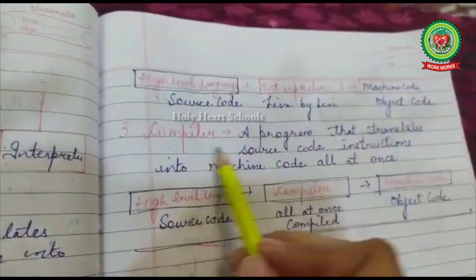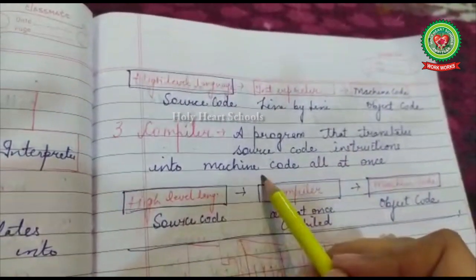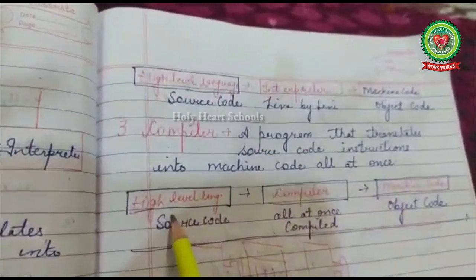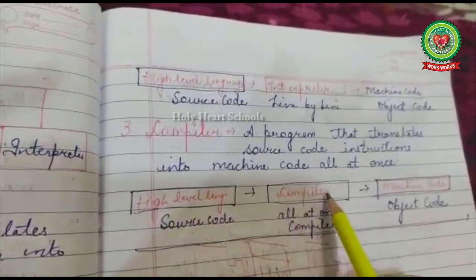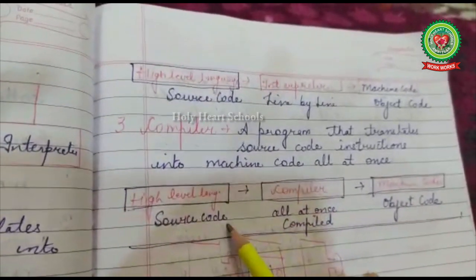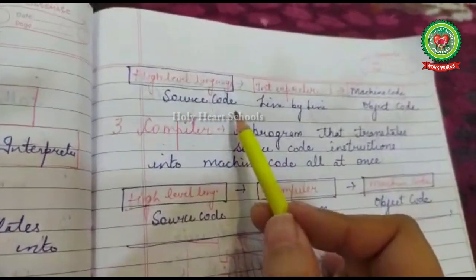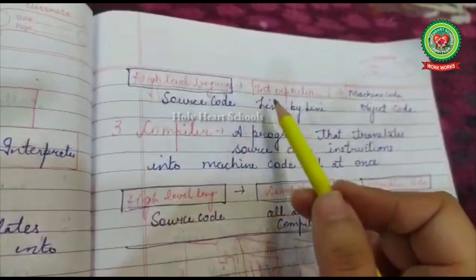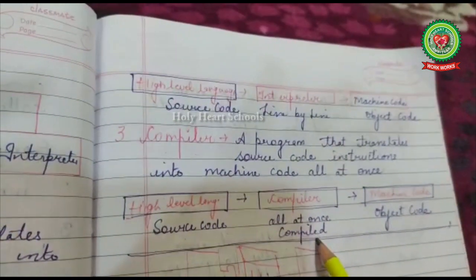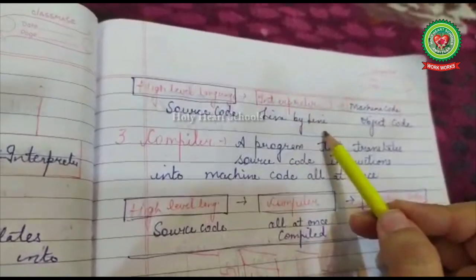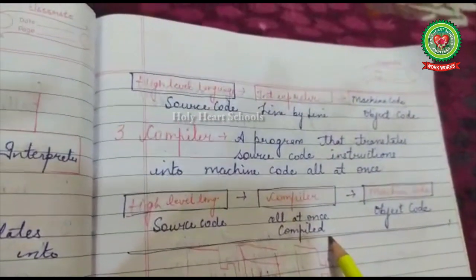Next we have a compiler, a program that translates source code instructions into machine code all at once. Means we write our program in a high level language, that is our source code, and with the help of a compiler we convert our source code into the object code. So you can see the difference between interpreter and compiler: the interpreter converts the program line by line and the compiler converts the program all at once. So the interpreter has a slow speed and the compiler has a fast speed.